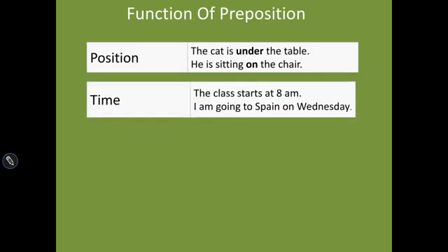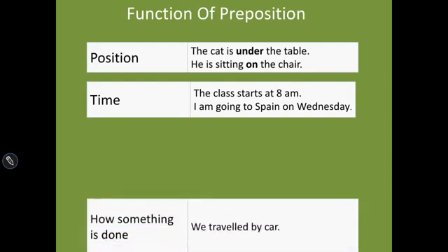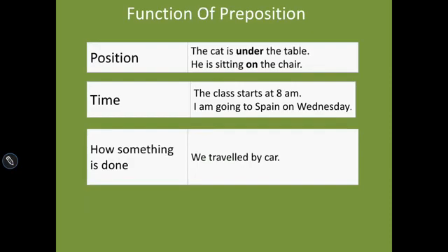It also tells us about the time of an action. For example, the class starts at 8 a.m. At what time does the class start? At 8 a.m. I am going to Spain on Wednesday. When am I going to Spain? On Wednesday. Here on is a preposition. It also tells us how something is done, the mode of something. For example, we traveled by car. How did we travel? What is the mode of traveling? By car.